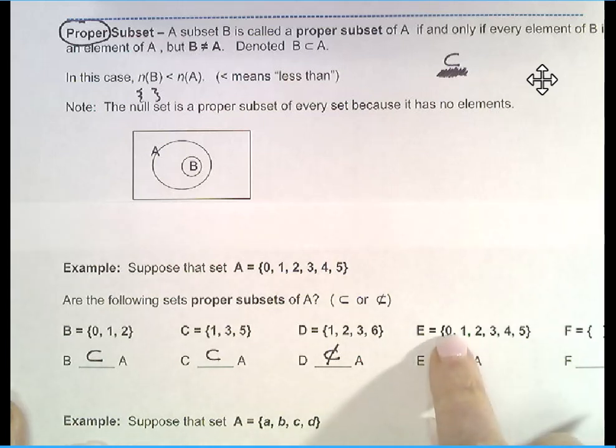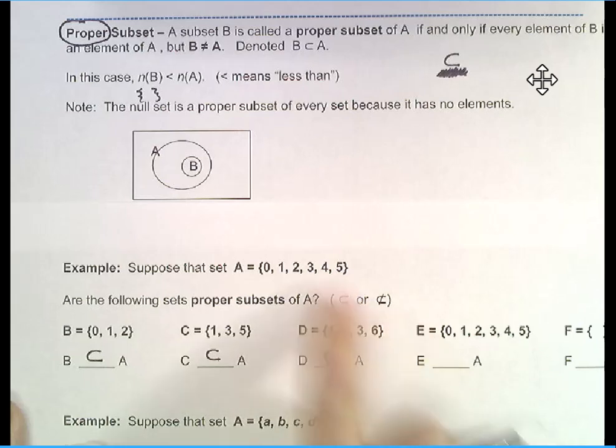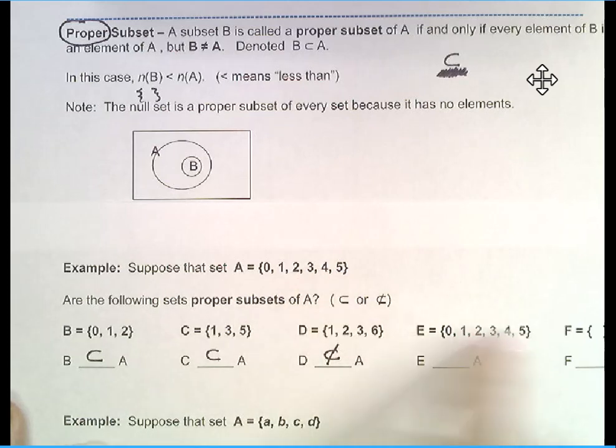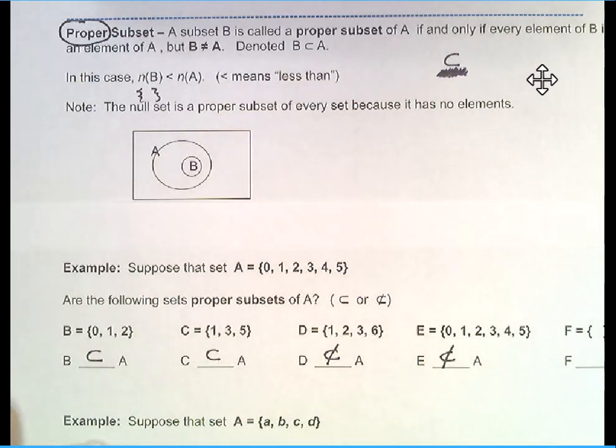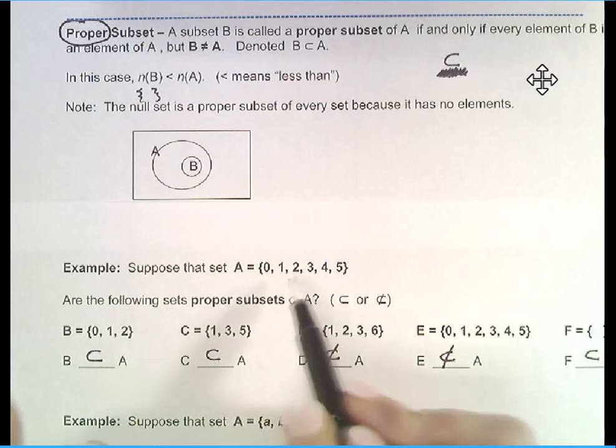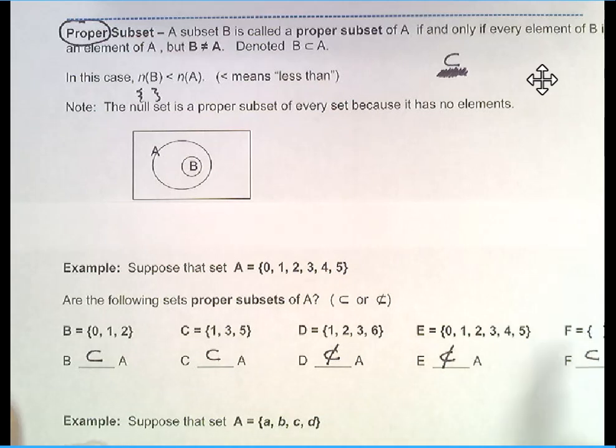E contains 0, 1, 2, 3, 4, and 5. So does A. So E is a subset, but because it has the same number of elements, it's not proper. It has to have less elements, and that one does not. F is the empty set, so it has 0 elements. Of course, that's going to be a proper subset. 0 is less than however many elements your set has. In this case, A has 6 elements, so 0 is less than 6.